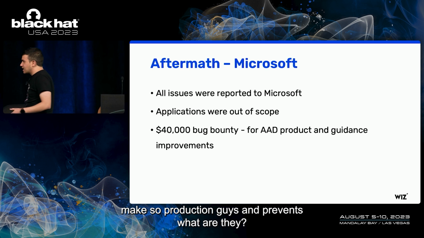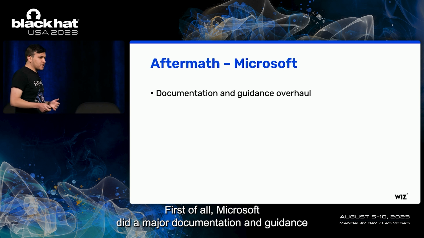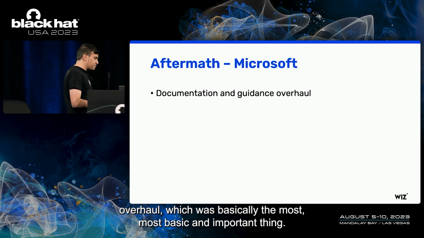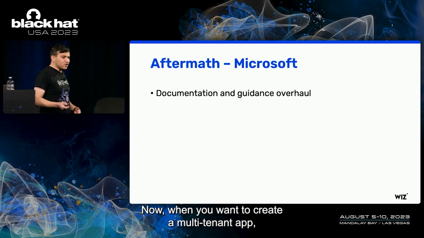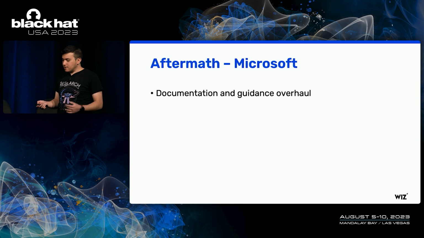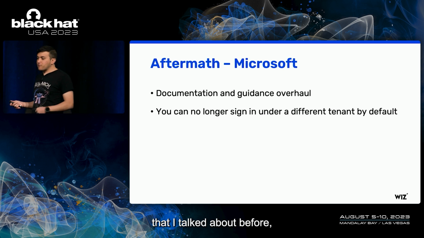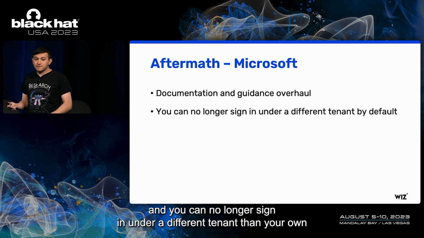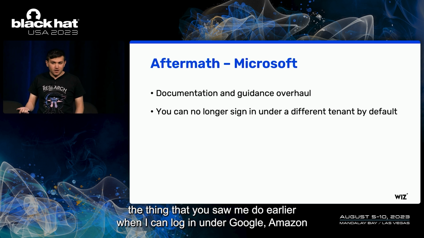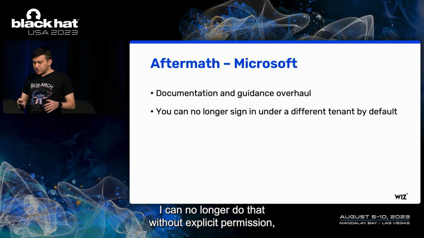So product and guidance improvements, what are they? First of all, Microsoft did a major documentation and guidance overhaul, which is basically the most basic and important thing. Now, when you want to create a multi-tenant app, you will have much more helpful documentation on how to do this properly. Furthermore, in terms of features, Microsoft changed this behavior that I talked about before, and you can no longer sign in under a different tenant than your own. The thing that you saw me do earlier, when I can log in under Google, Amazon, or Microsoft, or whatever else I wanted to, you can no longer do that without explicit permission.